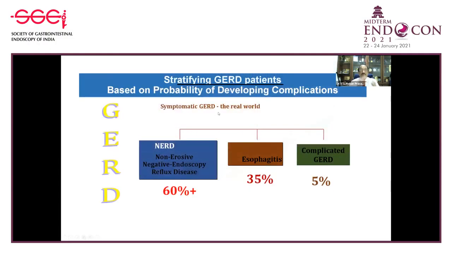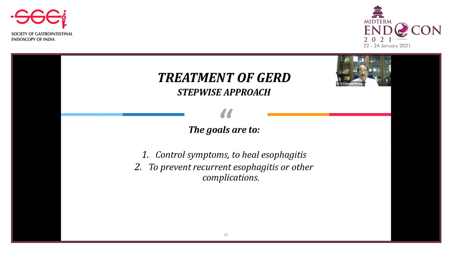And so stratifying patients based on the probability of developing complications is of three types. One is non-erosive reflux disease, the NERD, which is the vast majority, 60%. 35% will have demonstrable esophagitis at the time of endoscopy. 5% may even present for the first time with complications, or they may progress to complications. So this group can progress to more complications than this group. So we need to be aware of this stratification, which is important in choosing which patient will develop complications.